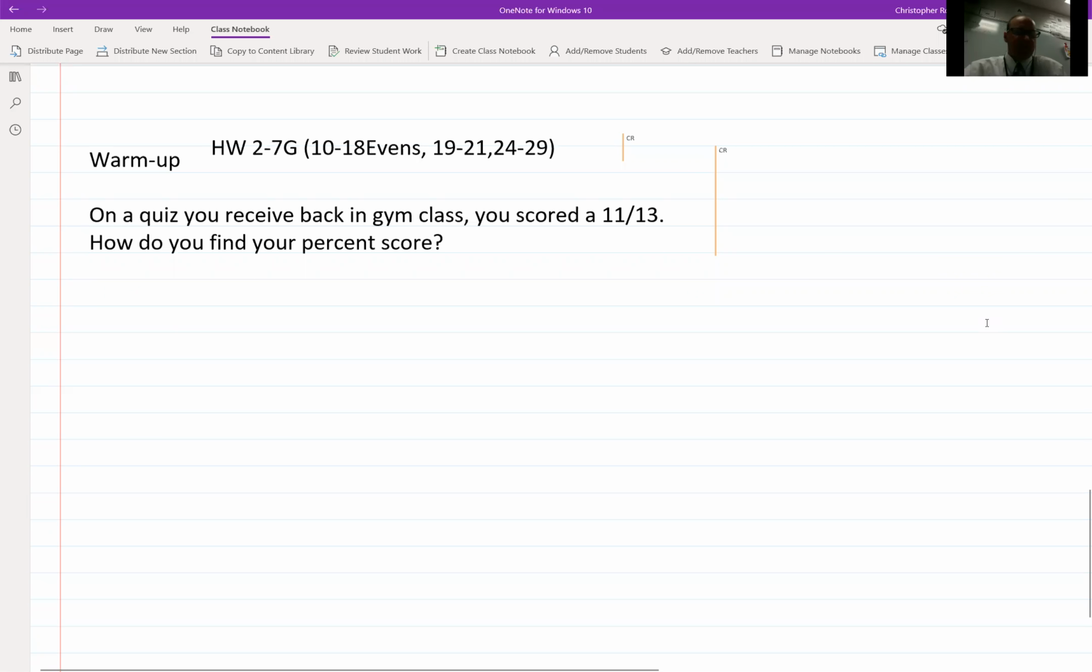All right, Algebra 1 kiddos, we are moving on and we're going to talk about proportions. We've actually used this strategy quite a bit, but it's been off and on.